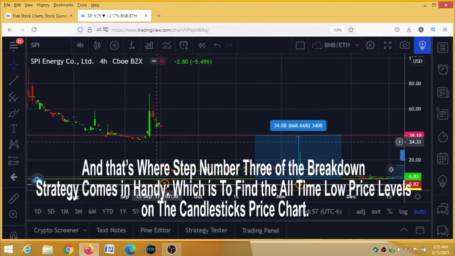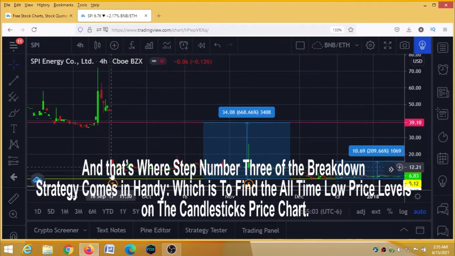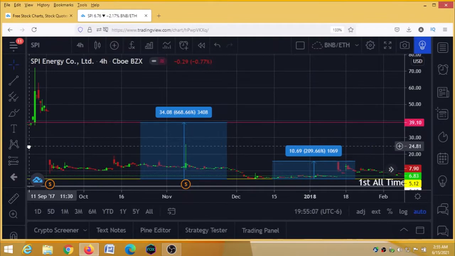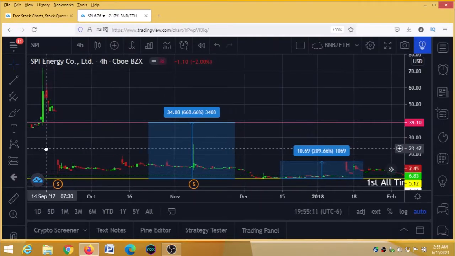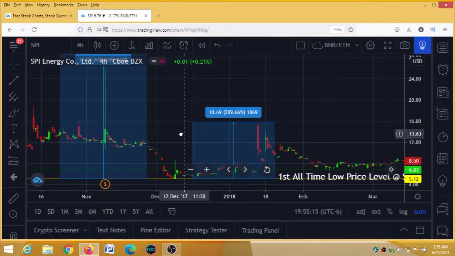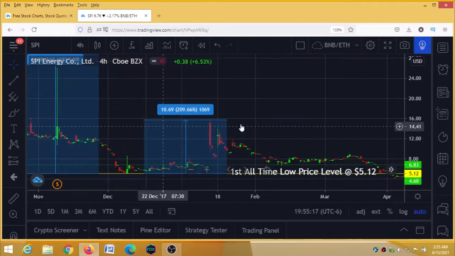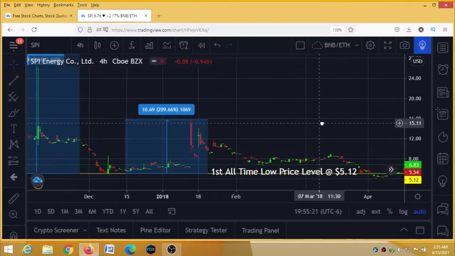And that's where step number 3 of the breakdown strategy comes in handy, which is to find the all-time low price level on the candlestick price chart data. The all-time low price levels are the lowest price levels reached on the entire candlestick price chart data at any given time. Note, new all-time low price levels are continuously formed when price action breaks down the previous all-time low price levels by a higher margin.